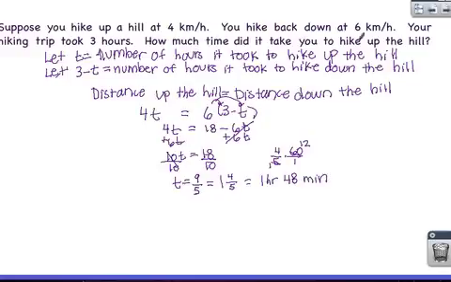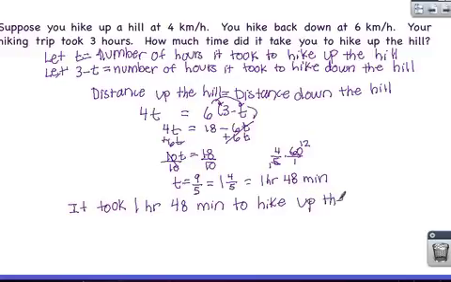So how much time did it take you to hike up the hill? Well, number of hours it took to hike up the hill is our T, which we just found. So it took 1 hour and 48 minutes to hike up the hill.